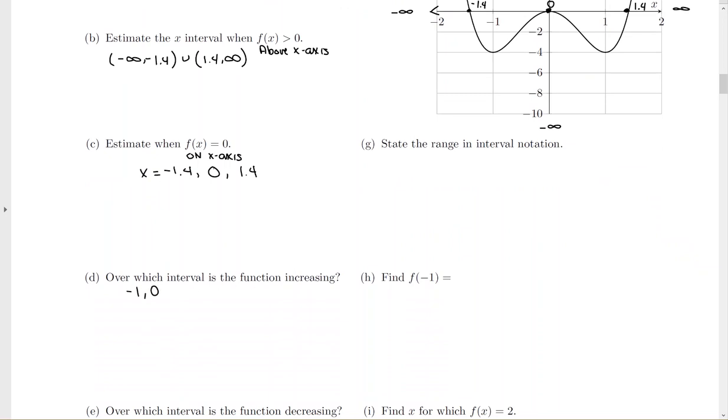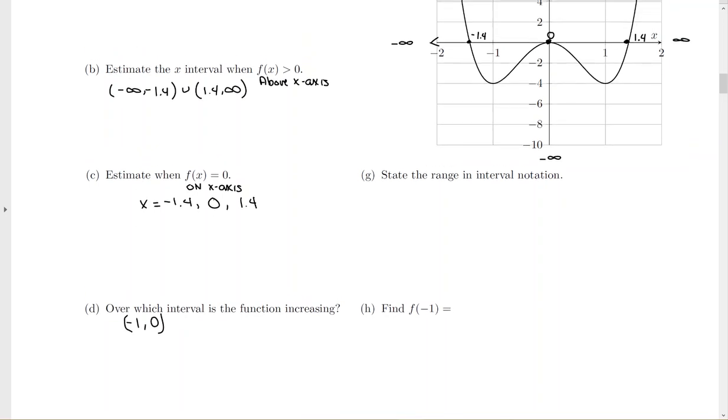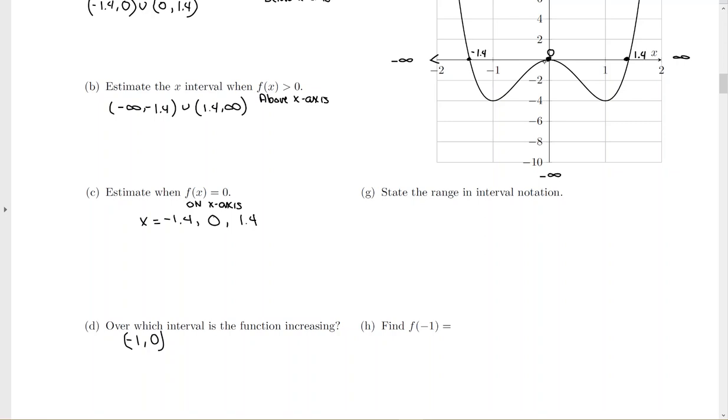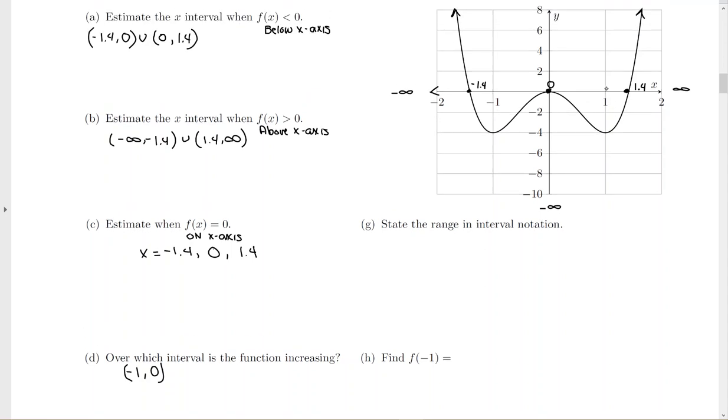And because we're talking about where is it increasing, at a point it neither increases nor decreases. So we're going to be using parentheses when we talk about increasing or decreasing. So from -1 to 0 we're increasing. From 0 to 1 we're sliding downhill. And then from 1 all the way over to +infinity, that's the section where it's going uphill. So from here to here, x equals 1 out to infinity, it's going uphill.